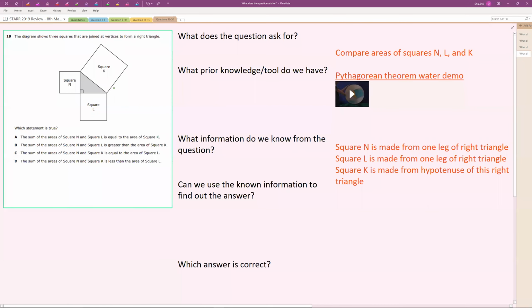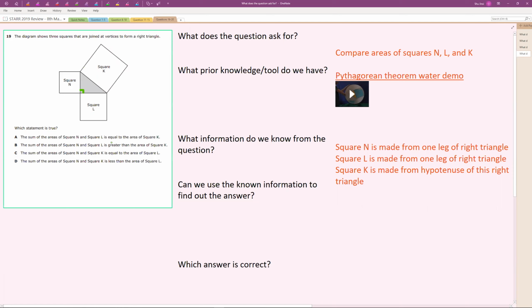Hello everyone, welcome back. Let's take a look at question 19 from the STAAR test of 2019. It says the diagram shows three squares, N, L, K, that are joined at vertices to form a right triangle. So we have a right triangle. This one is a right angle. And which statement is true?